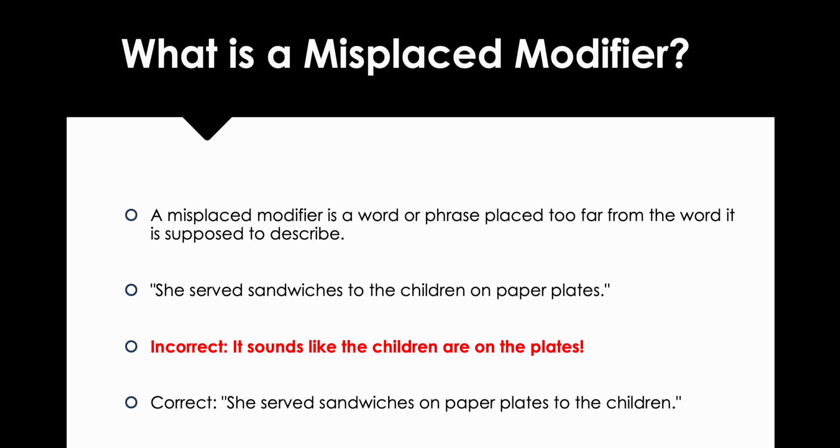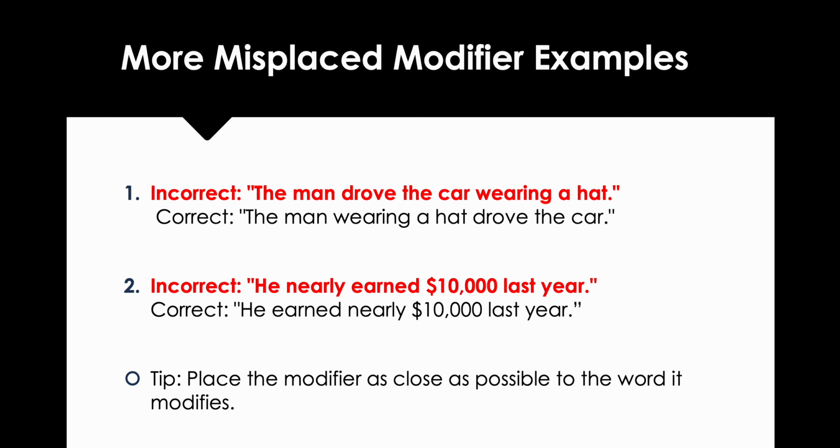What is a misplaced modifier? A misplaced modifier is a word or phrase that is placed too far from the word it's supposed to describe. This can cause confusion. Example: Incorrect. She served sandwiches to the children on paper plates. It sounds like the children are on the plates. Correct. She served sandwiches on paper plates to the children. Here, the modifier on paper plates is moved closer to what it describes.